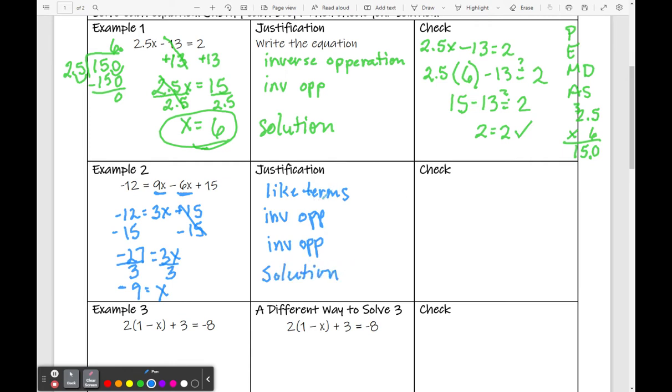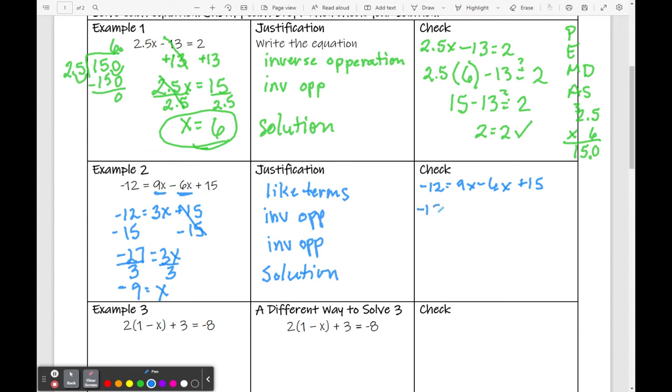All right, so now when I go to check, I'm going to go to that original equation. The reason I'm doing that is because if I made a boo-boo right here and I just substituted into this one, I could potentially be incorrect in my solution. So I'm going to go to my original equation: negative 12 equals 9x minus 6x plus 15. And now whenever I see an x, I'm going to substitute in a negative 9.